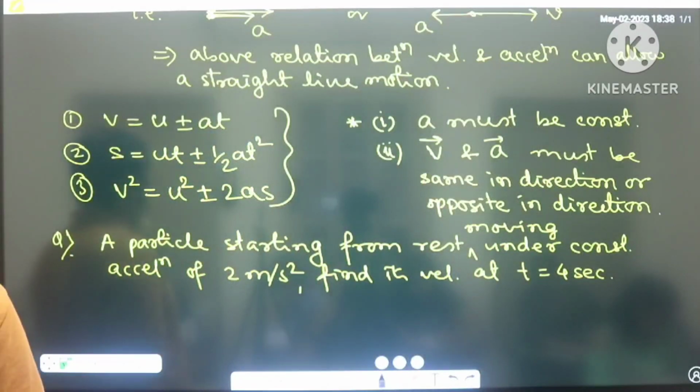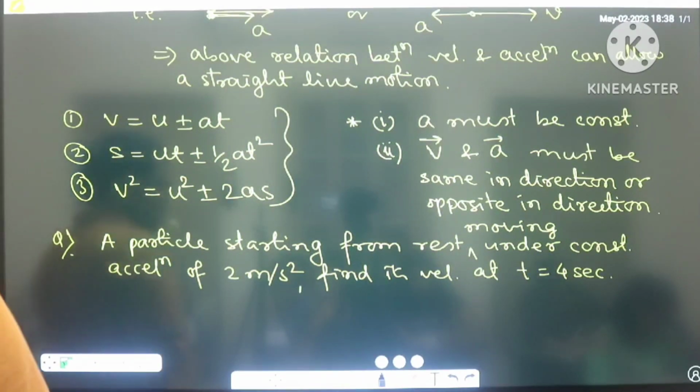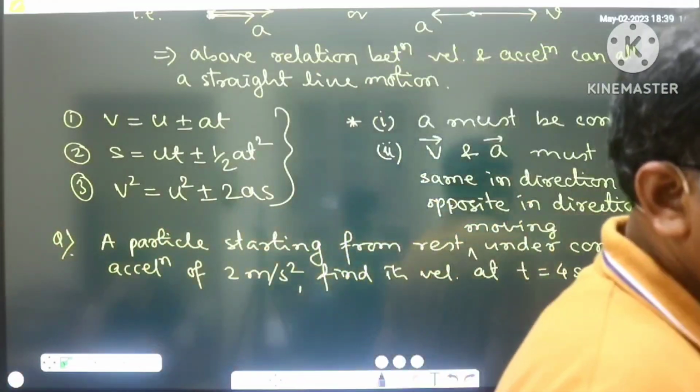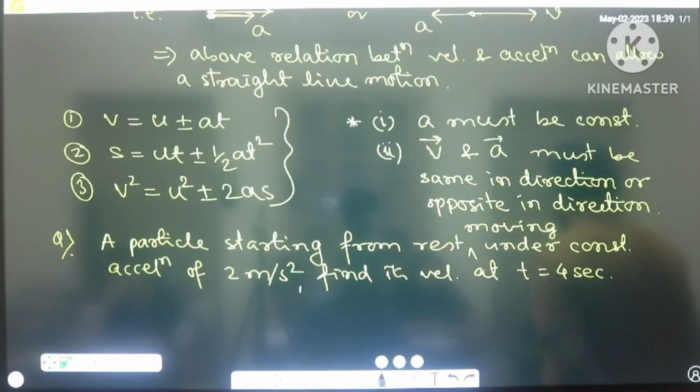If a question is given like this: a particle starting from rest moving under constant acceleration of, for example, 2 meter per second square, then find its velocity at t equal to 4 second. Then how will you calculate that velocity? v equals u plus at. But how will you ensure that velocity and acceleration are remaining the same in direction or not?